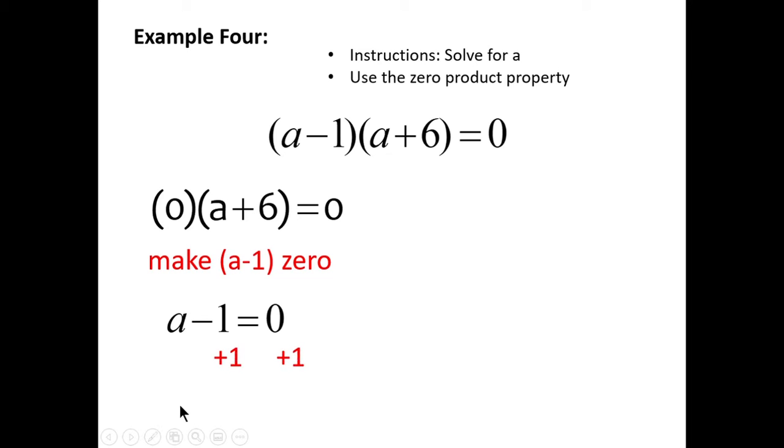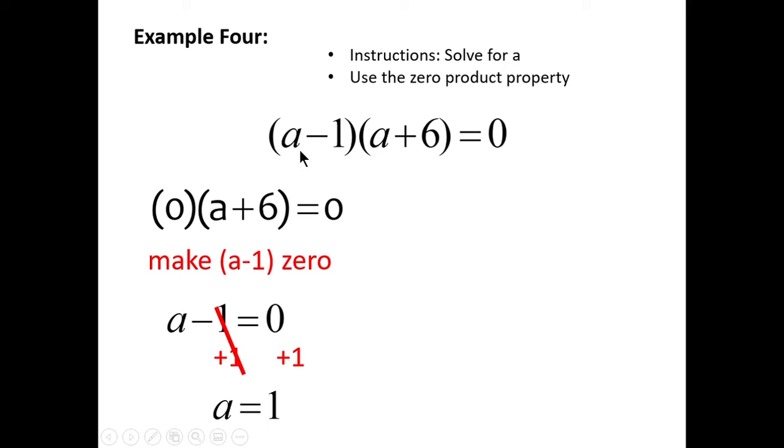Well, if we add a 1 here, then minus 1 plus 1 goes away, but you had to add a 1 to the other side of the equal sign. So you end up with a on this side of the equal sign and a 1 on that side. So a equals 1. That would solve this equation. So if you had a equals 1, this thing here turns into a 0, and 0 times whatever that is gives you 0. So a equals 1 makes this equation true.